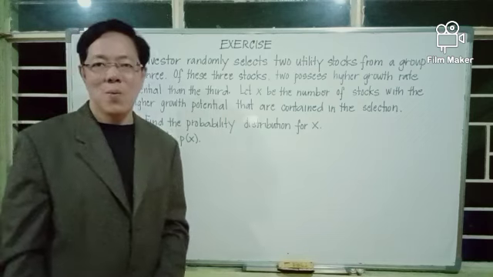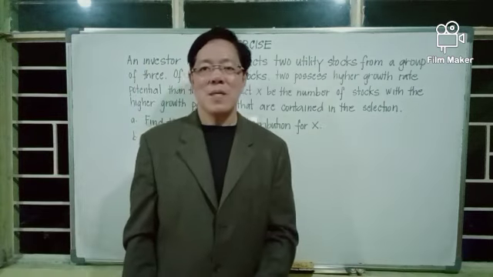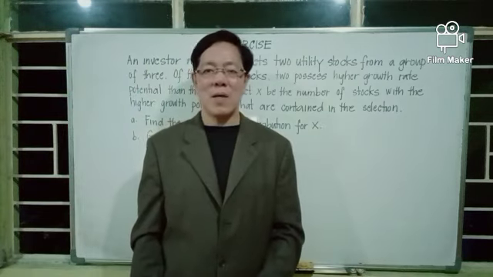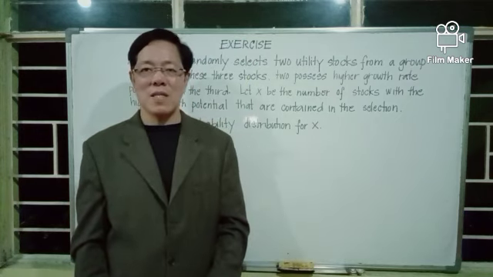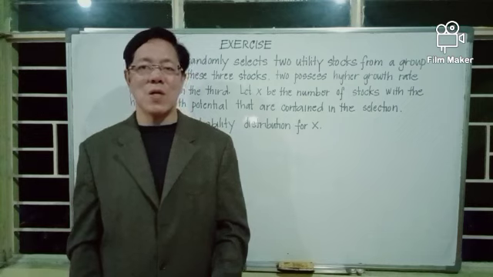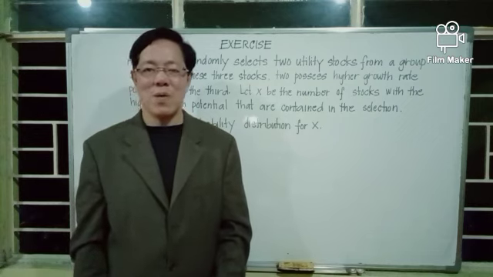And that completes our lesson for today. In the next lesson, we will have another example, and the last example, for constructing a probability distribution for a discrete random variable.